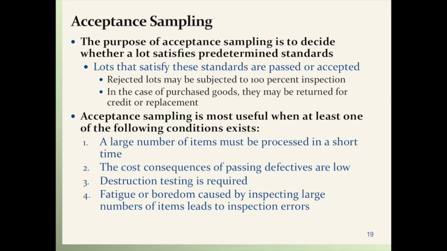Acceptance sampling is most useful when one of the following conditions exists. A large number of items must be processed in a short time. The cost or consequence of passing defects is low. Destruction testing is required. And fatigue or boredom caused by inspecting large numbers of items leads to inspection errors.